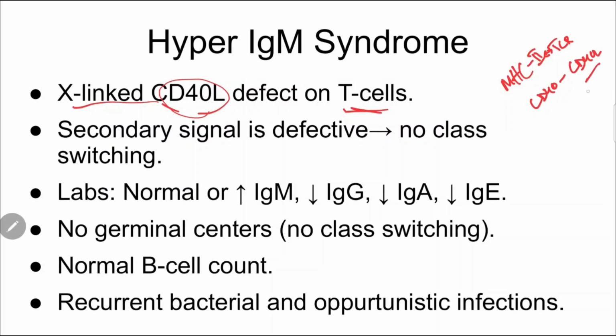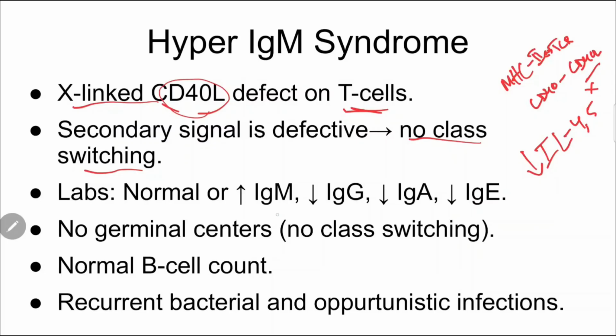So obviously if you have a defect in CD40L, you will not have the secondary signal, and that can lead to no class switching, right? And can you remember the interleukins that are responsible for class switching? Exactly. So you will have low levels of interleukin 4 and 5, right? So they will also be low. So what will the labs show?